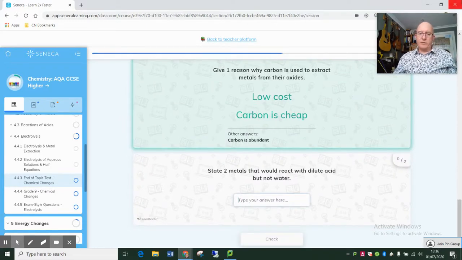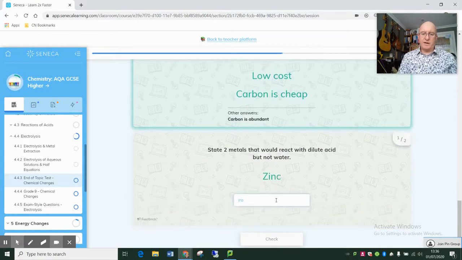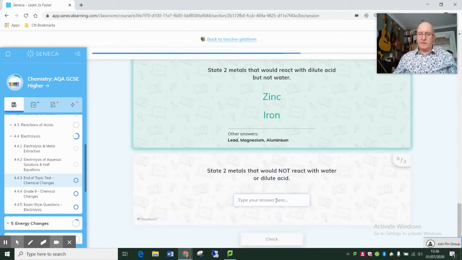State two metals that would react with dilute acid but not water. So here we're in the reactivity series, somewhere in the region of zinc and iron, and could also have had lead, magnesium, or aluminium.